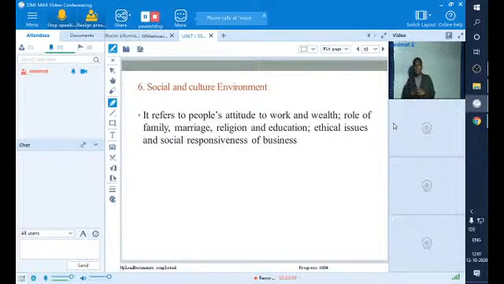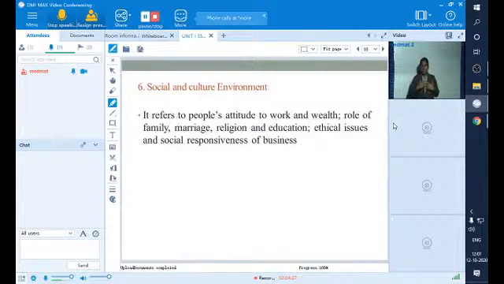So we can say it refers to the people's attitude to work, how my attitude is towards my work and wealth. Okay, so this social and cultural environment means what? A people's attitude to work and wealth, the role of family, marriage, religion and education, and ethical issues and social responsiveness of business. So these all constitute together to form the social and cultural environment.